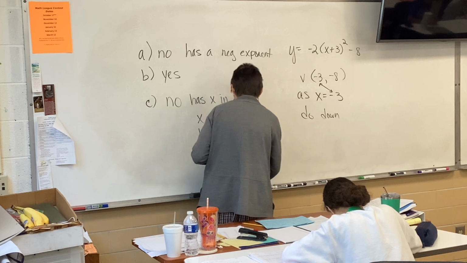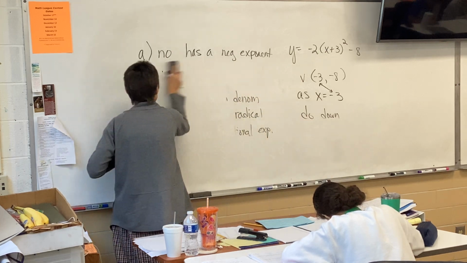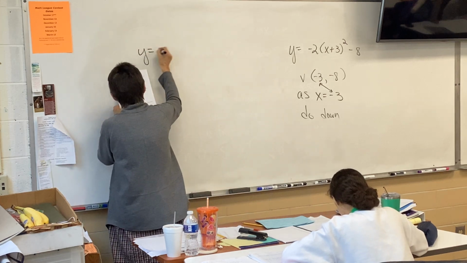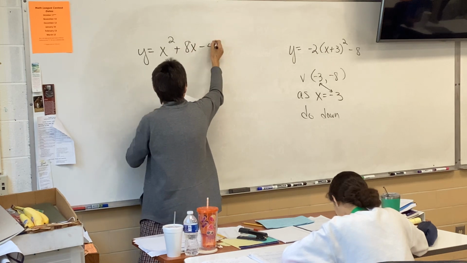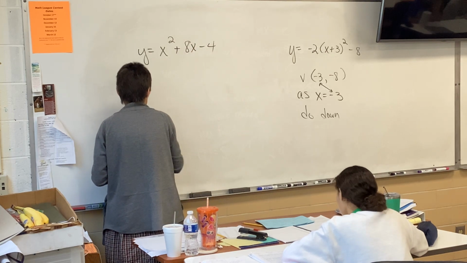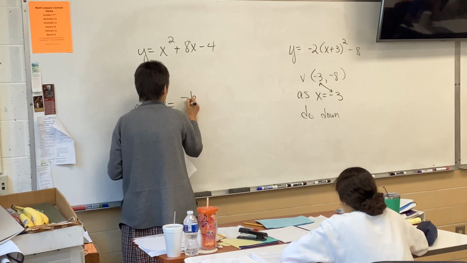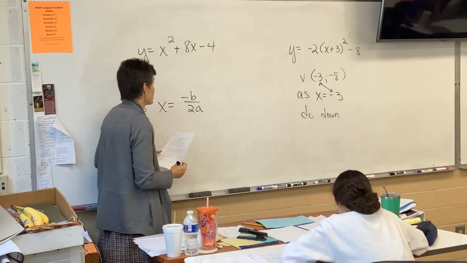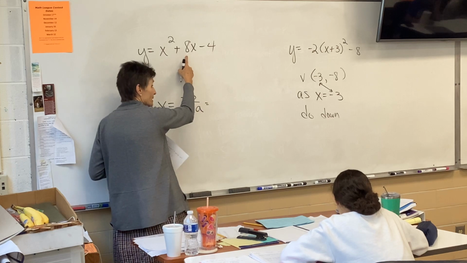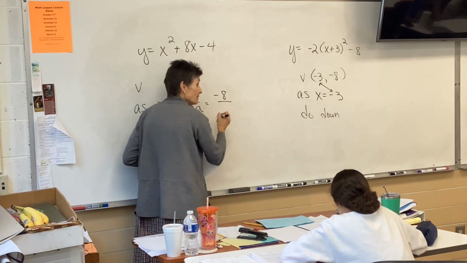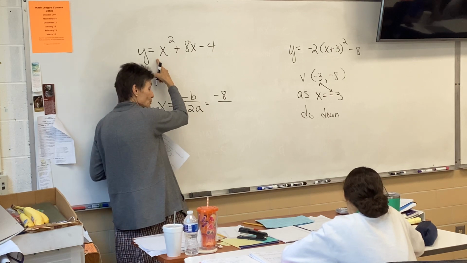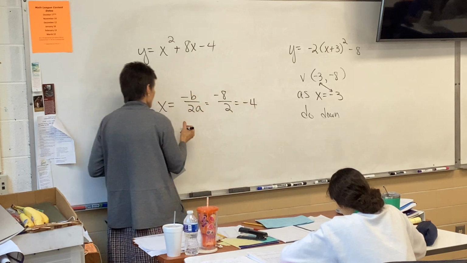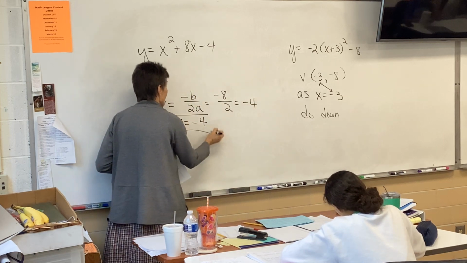The second one isn't quite as easy because it is not in vertex form. So how do we find this vertex, axis of symmetry, and direction of opening? Exactly, -b over 2a. That's our axis of symmetry formula. So in this problem, it would say -b, -8, over 2a, 2. So that's -4. So your axis of symmetry is x equals -4.